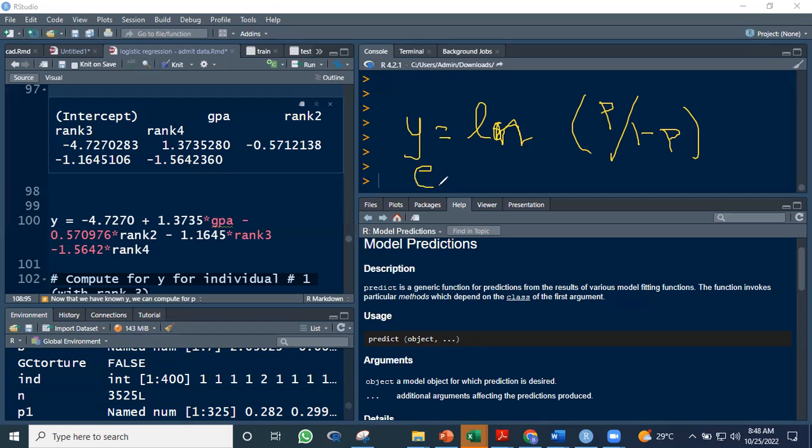Magiging e to the y is equal to e to the ln of this. And e and ln are inverse functions. So pag nilagay mo yung ln sa e, makakancel yung ln na yan. So magiging ano na lang to, p over 1 minus p. So that's what's happening here now, no? Okay, so how do we now solve for this?